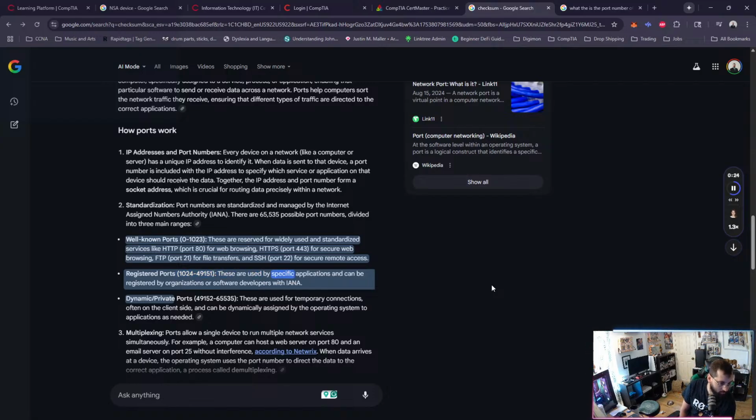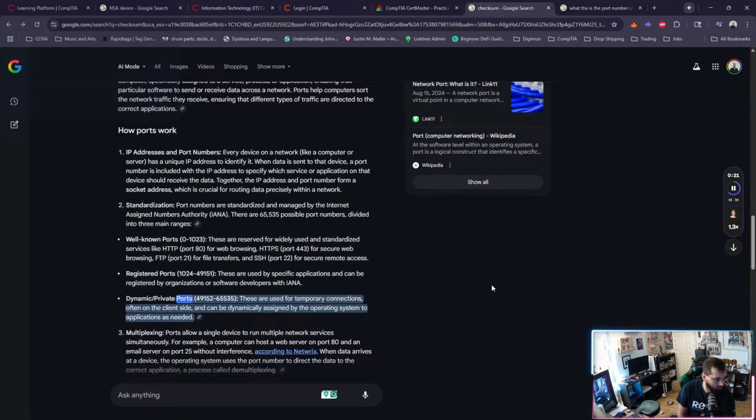These are used by specific applications and can be registered by organizations or software developers with IANA. Dynamic/private ports 49,152 to 65,535. These are used for temporary connections, often on the client side, and can be dynamically assigned by the operating system to applications as needed.